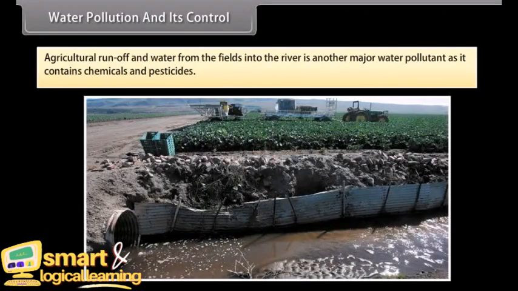Agricultural runoff, water from the fields into the river, is another major water pollutant as it contains chemicals and pesticides.